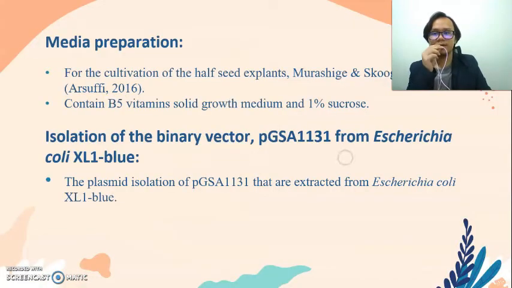Materials and methods. Firstly is media preparation. To cultivate the half seed explant, MS medium is used, which contains B5 vitamins, solid growth medium, and 1% of sucrose. Secondly is isolation of the binary vector, which is pGSA1131, from E. coli. The plasmid is isolated from the E. coli so that the plasmid can be used to transform into the bacteria Agrobacterium tumefaciens.